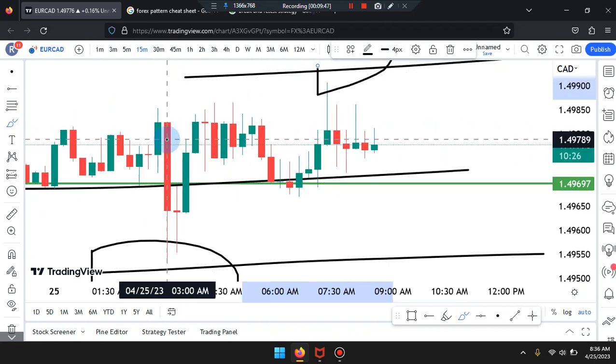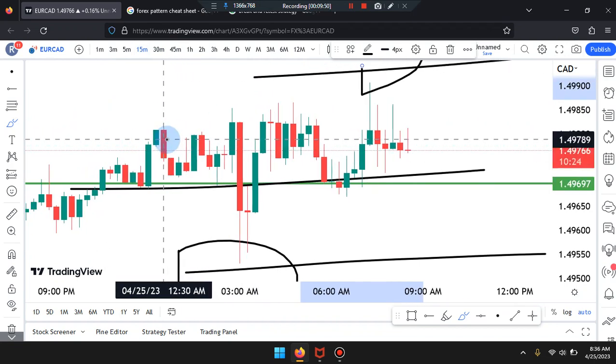the 15. Okay, guys, this is Cam Jones, FX, EUR CAD.